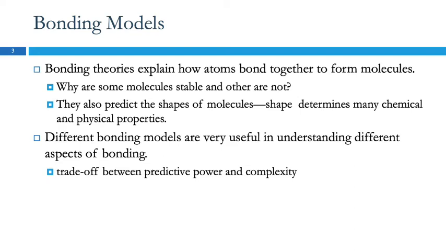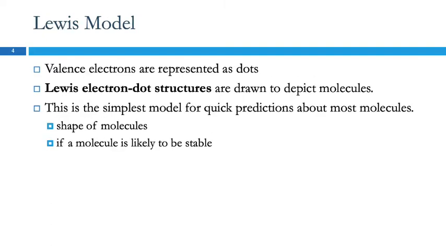But of course there's a trade-off. If you want the one that's really great at predicting things, it's also extremely complicated. And if you want to just stay at more of a simple level, well, that works great in a lot of situations, but doesn't work for everything. So we're going to be looking at 3 different bonding models. And the first one is called the Lewis model.